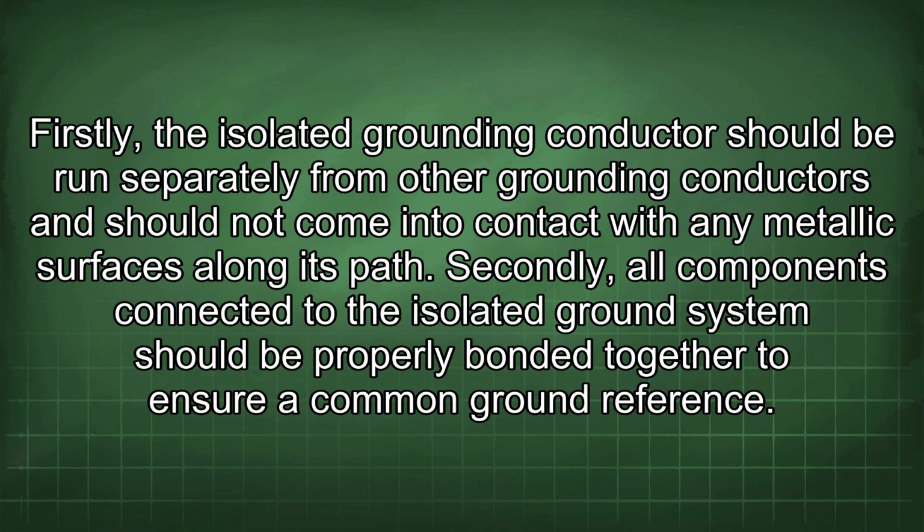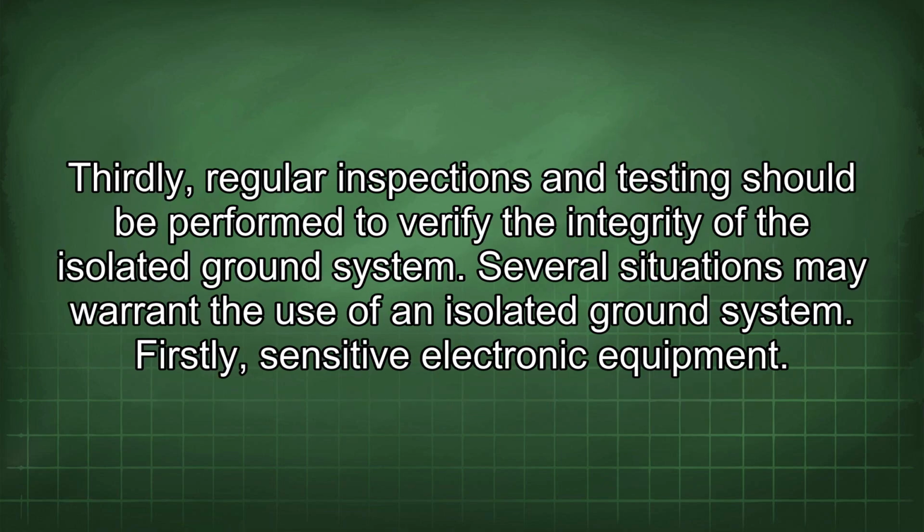Firstly, the isolated grounding conductor should be run separately from other grounding conductors and should not come into contact with any metallic surfaces along its path. Secondly, all components connected to the isolated ground system should be properly bonded together to ensure a common ground reference. Thirdly, regular inspections and testing should be performed to verify the integrity of the isolated ground system.